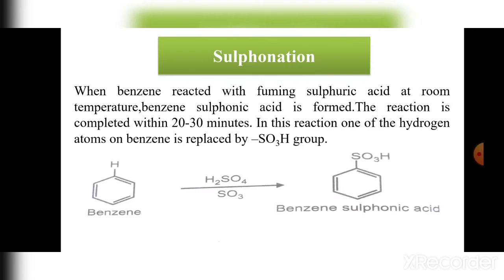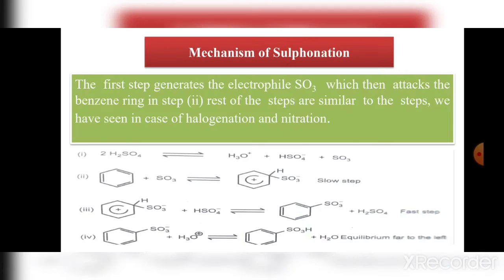Now, the mechanism of sulfonation. The first step is the generation of the electrophile. How will you generate the electrophile? Here we use 2 moles of H2SO4 in a reversible reaction, and we get H3O plus, HSO4 minus, plus SO3. Here SO3 is the electrophile. This is the first step, the generation of the electrophile.